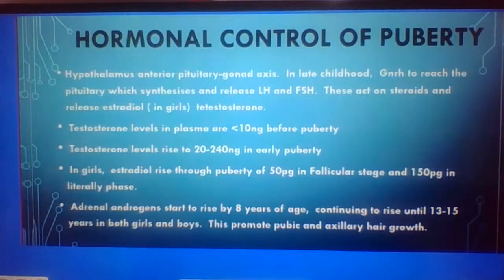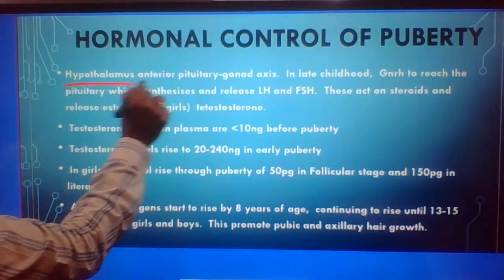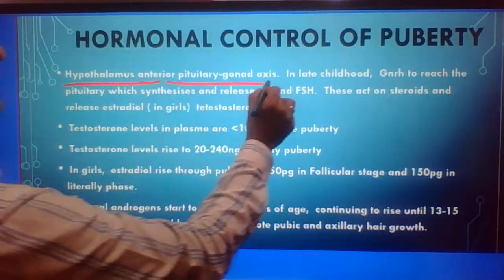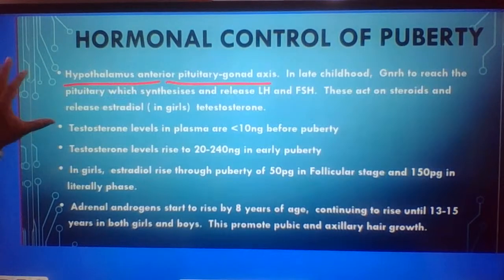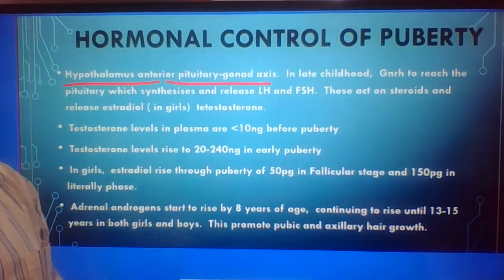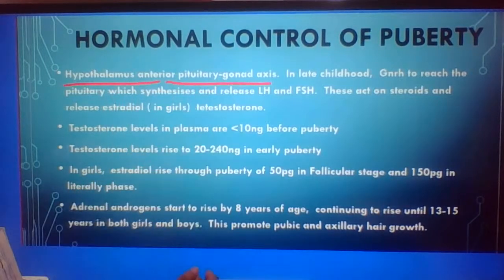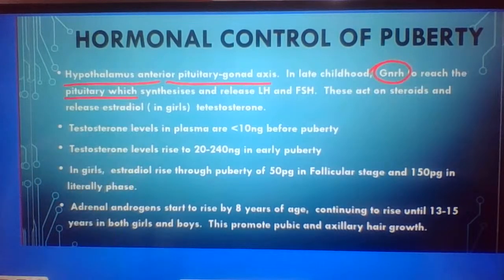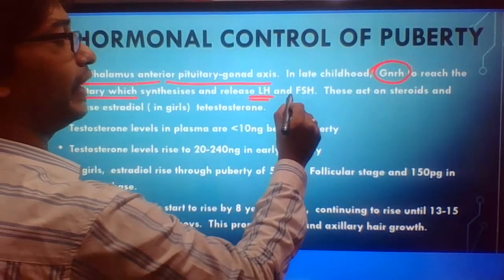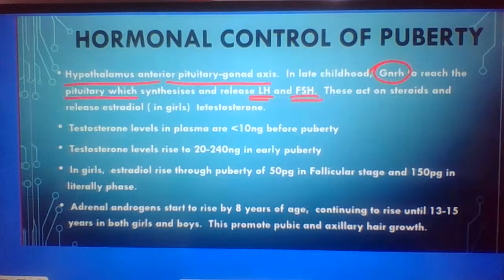Next, hormonal control of puberty. Regarding puberty, what is the role of hormones? We'll discuss that in this particular slide. Okay, fine. So come to the hypothalamus, anterior pituitary, gonadal axis. In late childhood, this is all under the control of the hypothalamus, because the hypothalamus is the master of the master gland. Though we call the pituitary the master gland, the one which controls the pituitary is the hypothalamus. In late childhood, GnRH, gonadotropin releasing hormone, reaches the pituitary, which synthesizes, as I told you already, luteinizing hormone and follicle stimulating hormone, that is FSH.